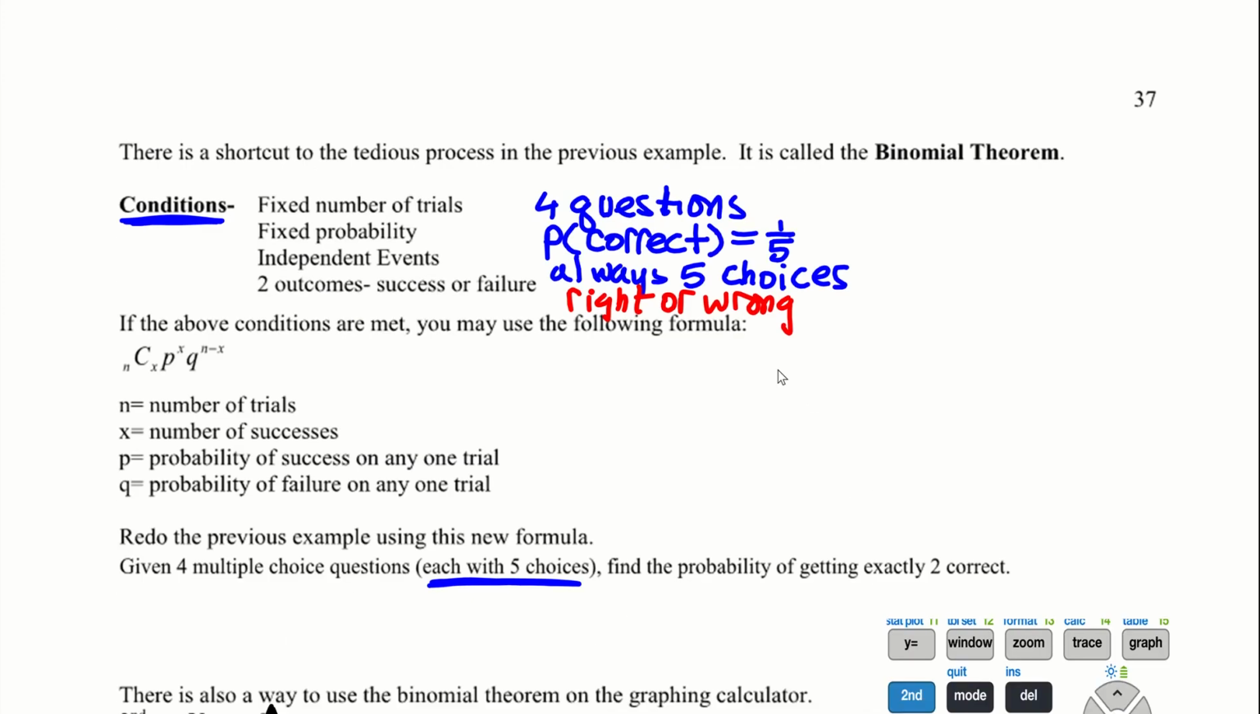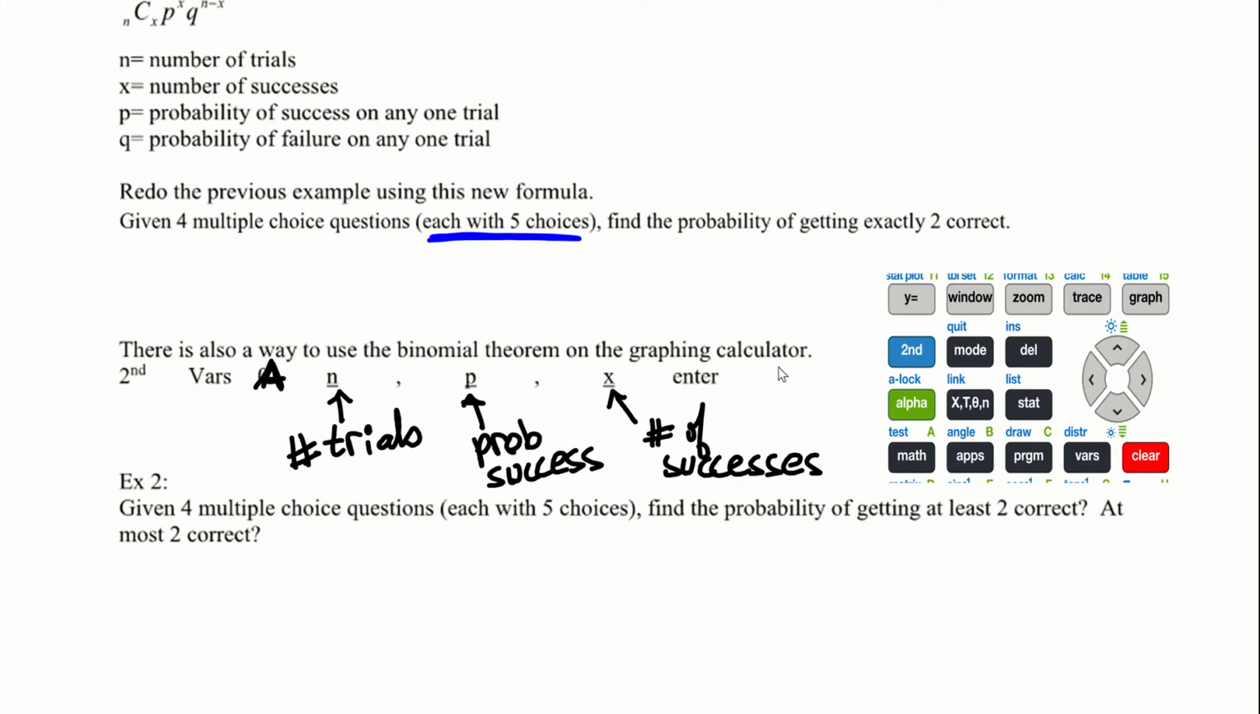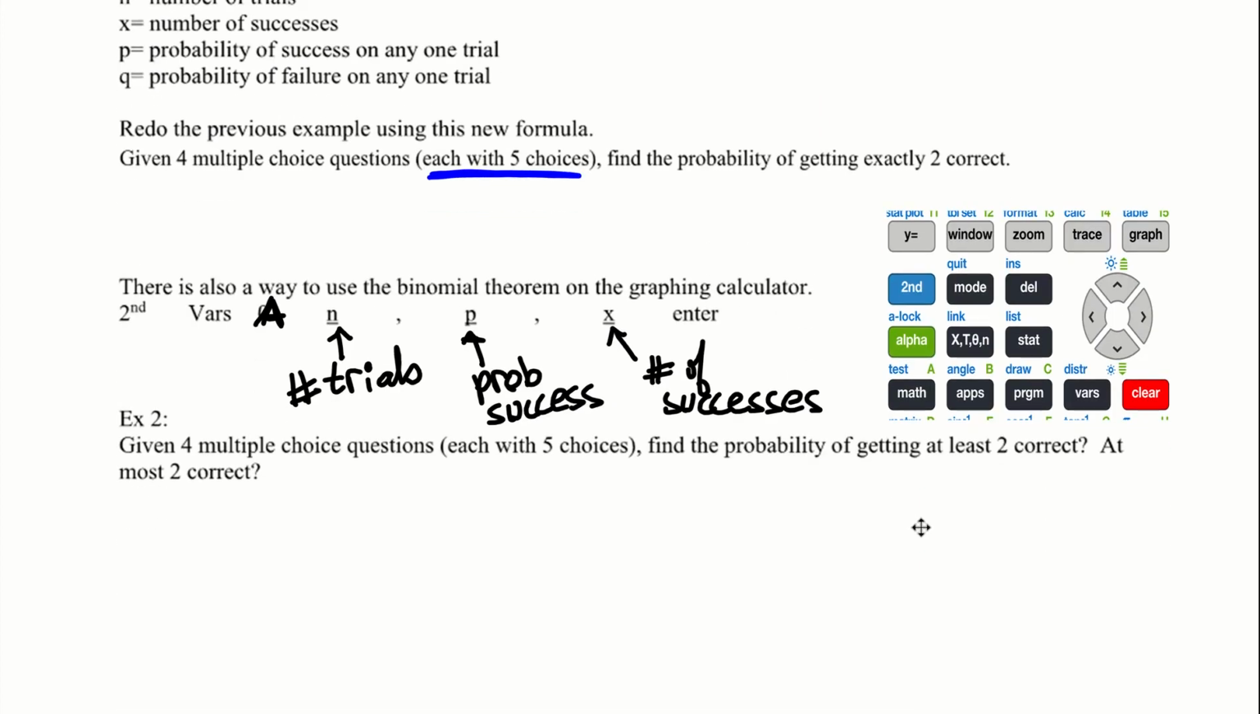Why did that bounce around on me? That's so weird. Second and vars. Doesn't help that the clear is highlighted in red.